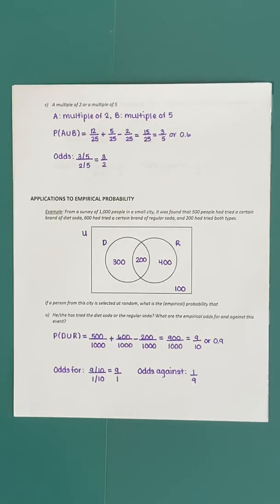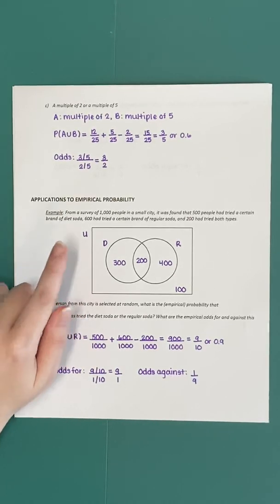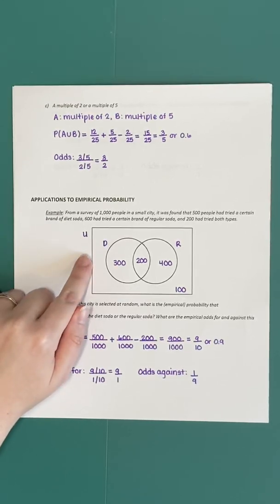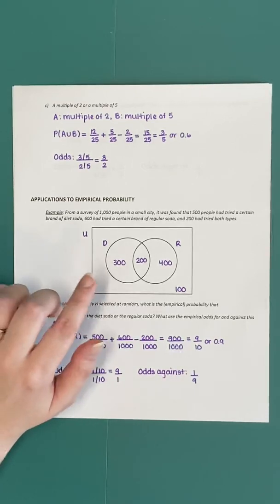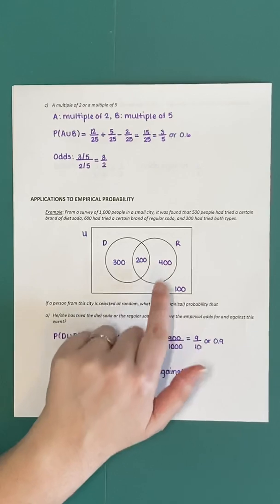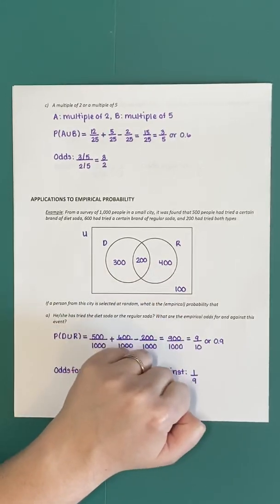So from a result of 1,000 people in a small city, it was found that 500 people had tried a certain brand of diet soda, 600 had tried a certain brand of regular soda, and 200 had tried both types. If a person from this city is selected at random, what's the empirical probability that we get any particular combination as described? So I would start by organizing this in some type of meaningful format. A Venn diagram is a pretty good idea because the Venn diagram is going to allow you to determine specifically where categories overlap and then where things don't fit into a category.